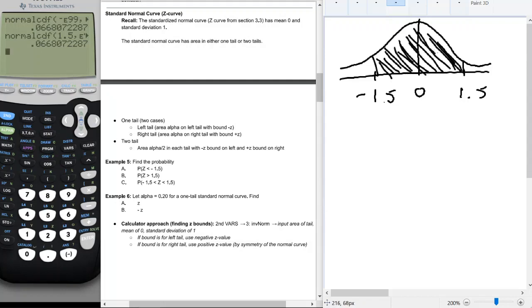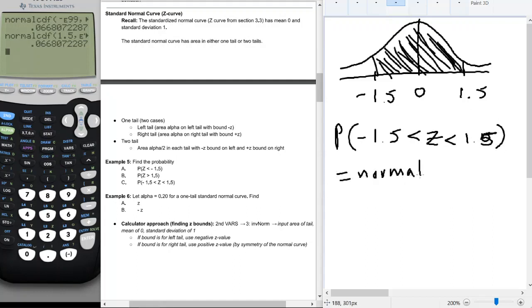There are several ways to find this. We're going to continue the way we've been using the calculator. So we need lower bound, upper bound, which we have, mean, and sigma. The probability that we are between negative 1.5 and 1.5, that's a normal CDF. The lower bound, the lowest the shaded region goes, is negative 1.5 on the number line. The highest that the shaded region goes on the number line is 1.5. The mean and sigma, standardized.